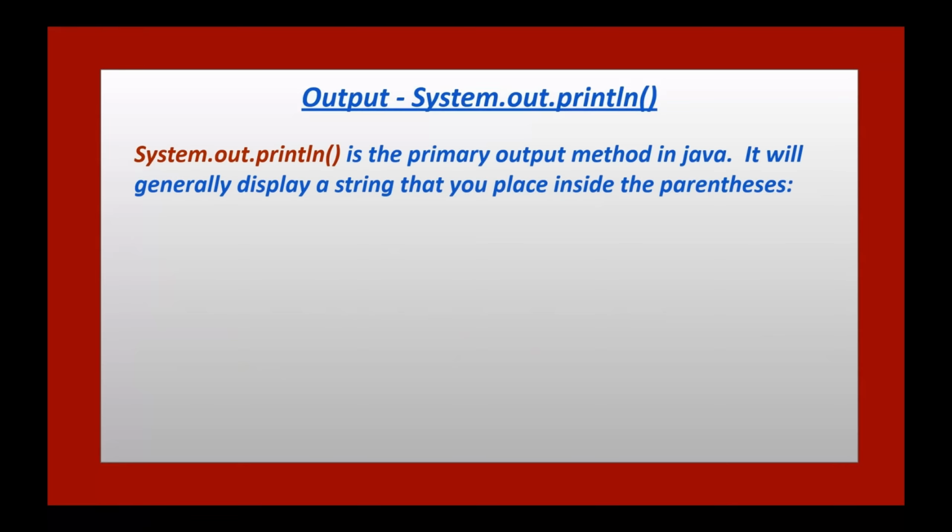This is the thing you're going to use to print stuff on the screen. System.out.println is the primary output method in Java. It will generally display a string that you place inside the parentheses, meaning these parentheses right here. You're going to put a string in there, and when the code is run, the string that you placed in there is going to be printed out on your display. So it'll show you whatever you put in there.